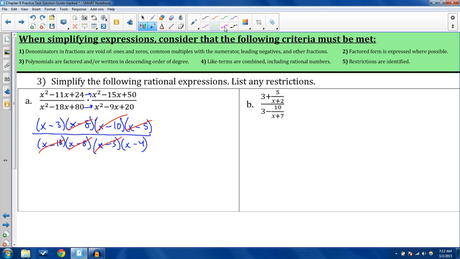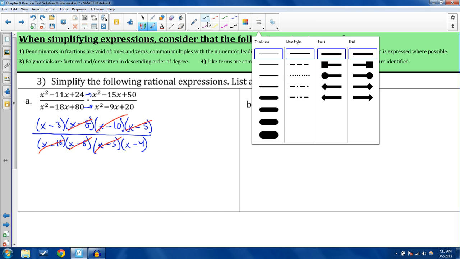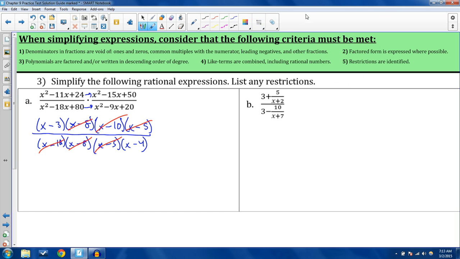And all that's left is, you're not solving for x, but all that's left is x minus 3 over x minus 4. That's your final answer. Restrictions: you cannot divide by 0. So you have to look at, even from the original equation, even though these cancel out, remember wholes, when are you going to divide by 0? What do we have to avoid? What can't x equal? Well, it can't equal 10, 8, 5, or 4.